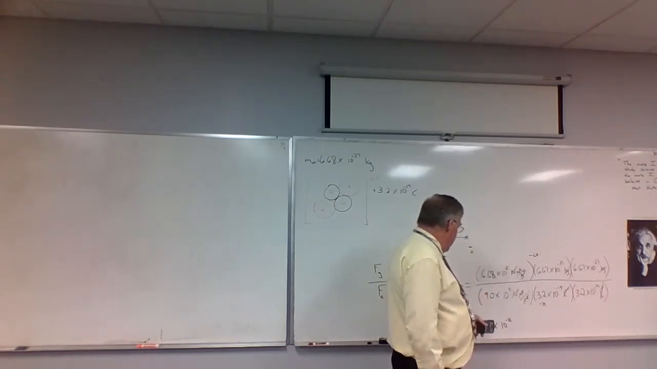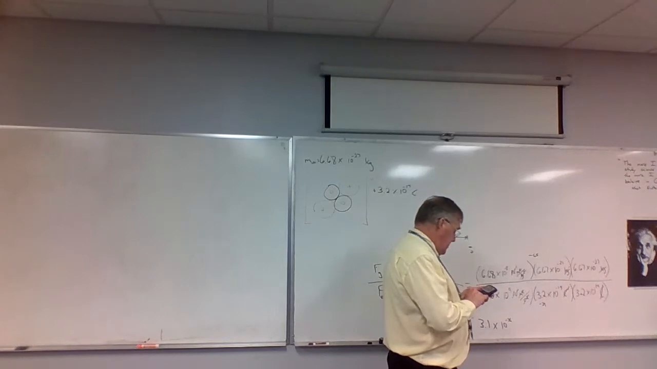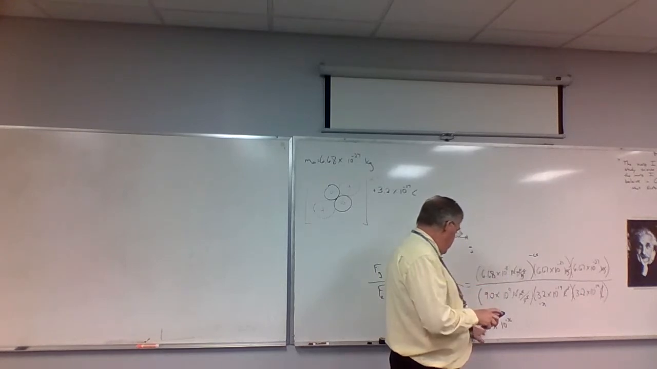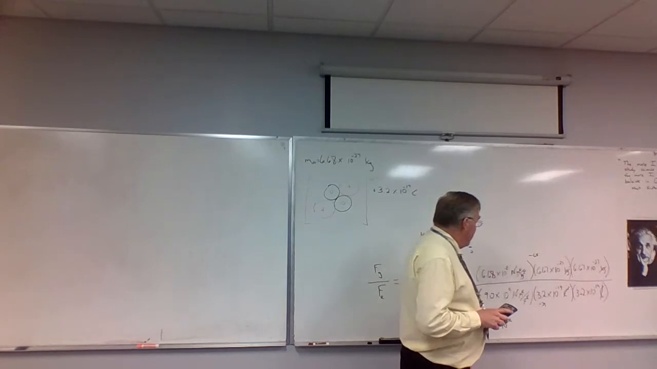Maybe this is 31. Let's do the math one more time. Clear. 6.67 times 6.67 divided by 9 divided by 3.2 equals, I got 3.2 times 10 to the minus 36. That's what I get, you guys.